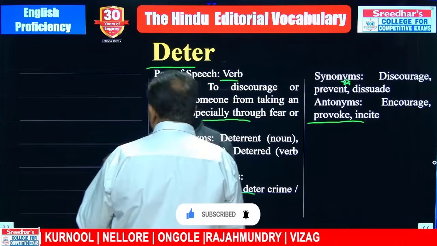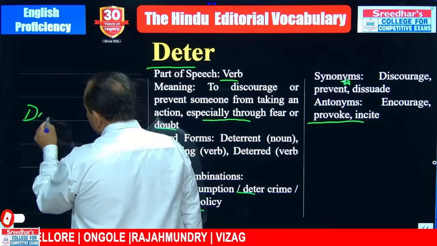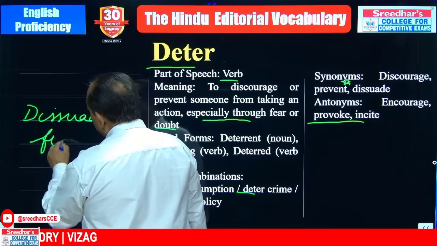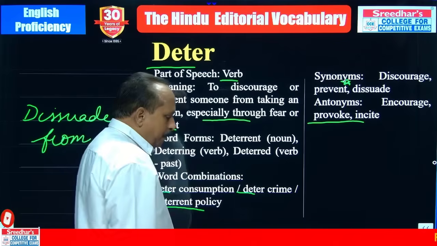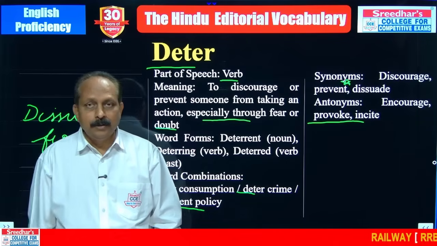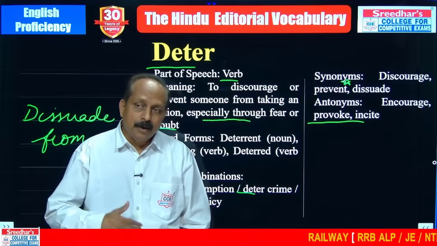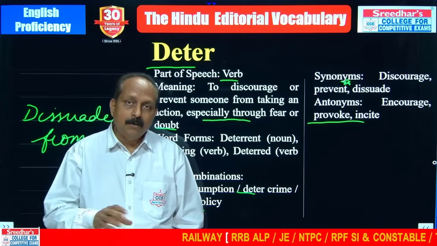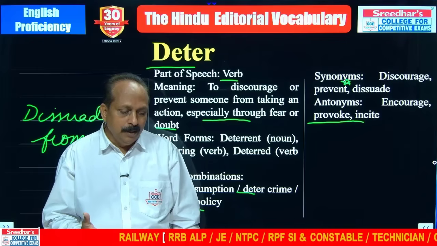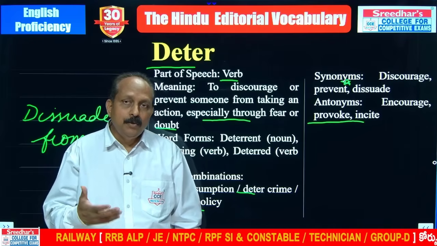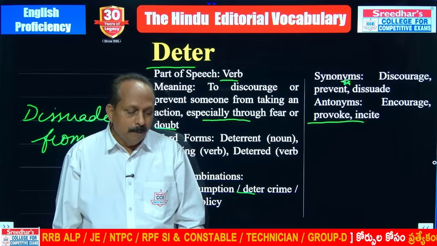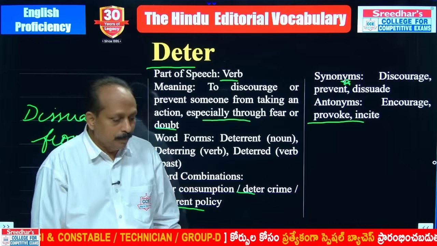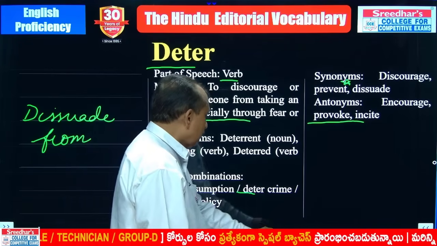Coming to this dissuade, tell me which preposition does it take? Persuade, dissuade. Two important words you have to know. Persuade means to convince someone to do something. Dissuade means to convince someone not to do something. And dissuade in a way negative connotation, persuade in a way positive connotation. A few examples have given: dissuade from. What is a preposition? From. That also you should learn and remember.